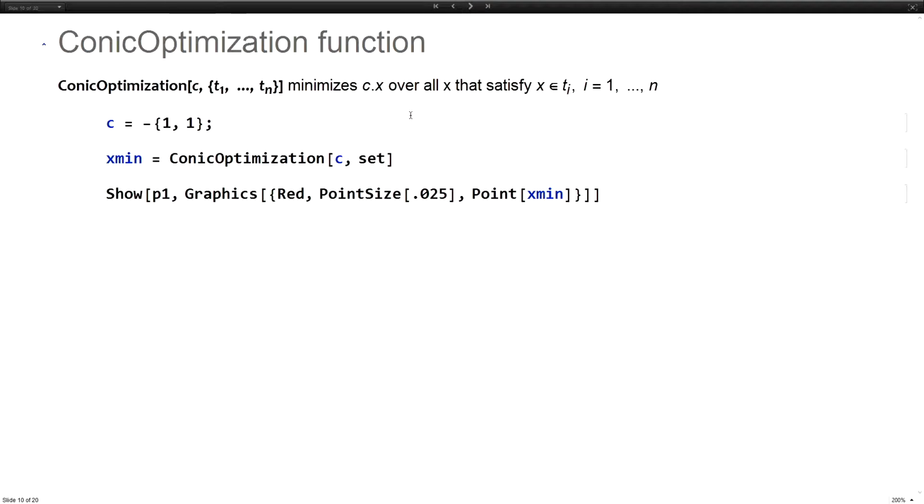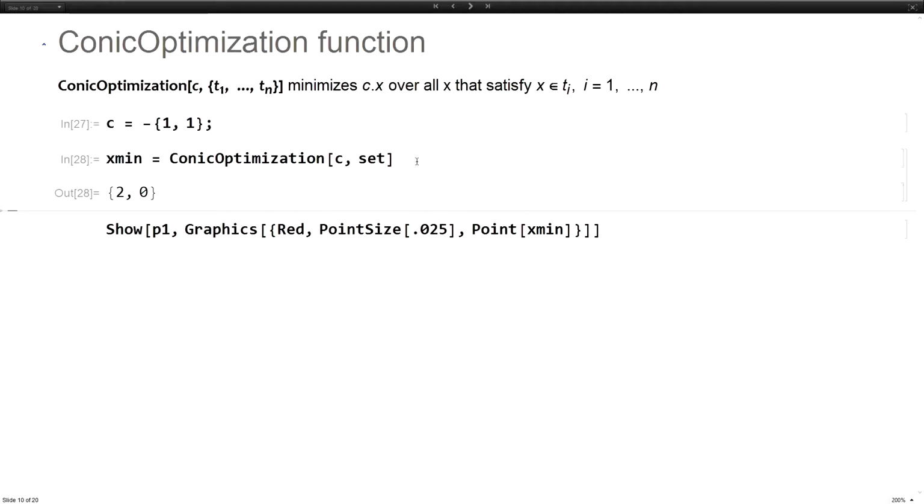Now, this is not in 11.2 yet, or even 11, but it's a prototype command, which I've called conic optimization. I can set the vector for the linear function. So this basically means minus x minus y, if I'm thinking of two variables, as it was before, and I can just call x min as conic optimization. What it does is the optimization over that set, which is defined by those cone transformations, and I get a result.